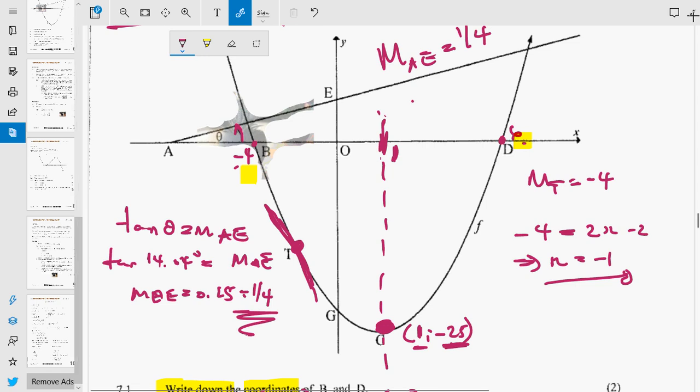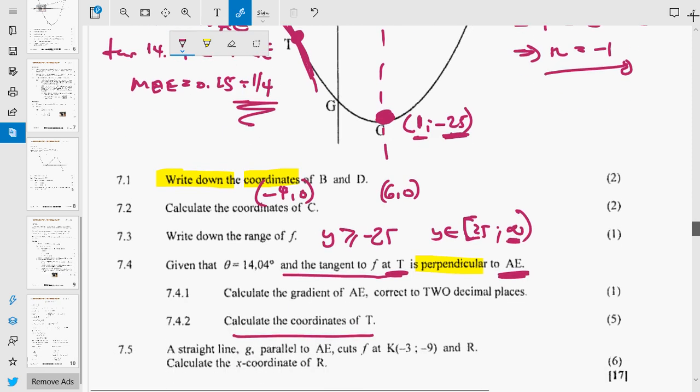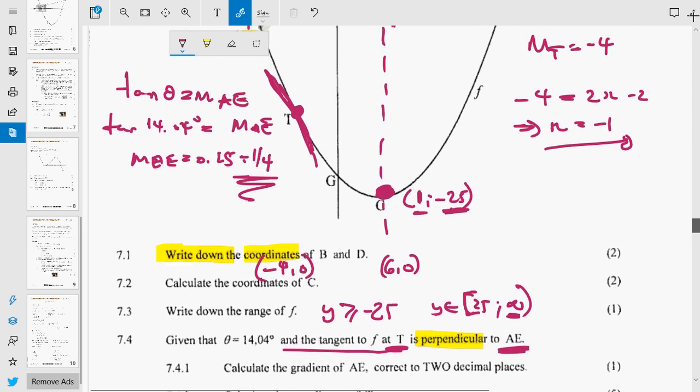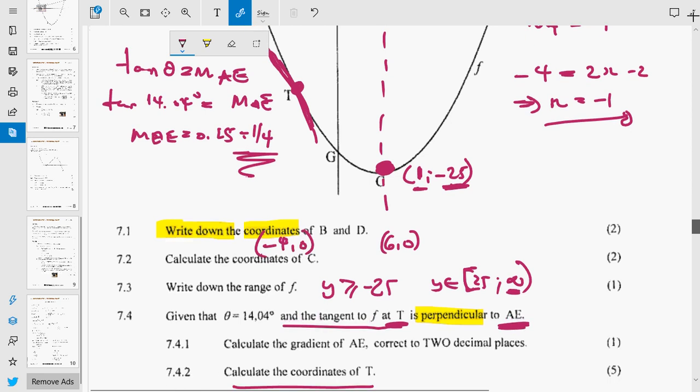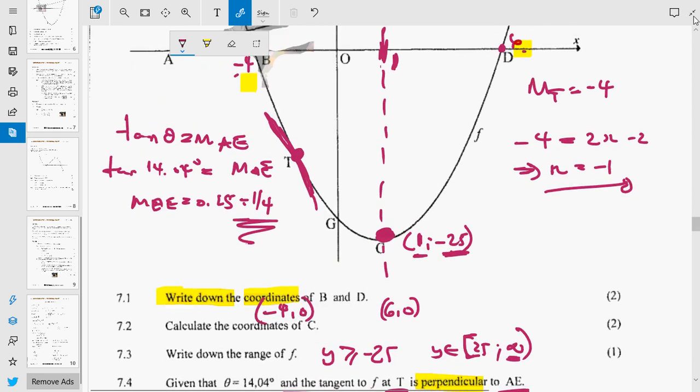Now, the examiner is looking for the coordinate. So you have got the x value. You need to find the y value. If I know that x is equal to -1, then I can find y by substituting in any of the equations, the tangent or the parabola. At the moment, I don't want to waste time. I don't have the full equation of the tangent, so I'm going to use the equation of the parabola.